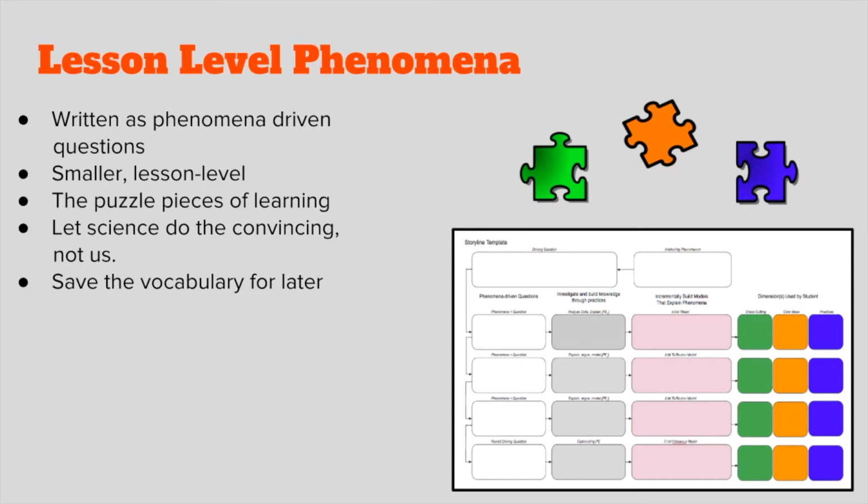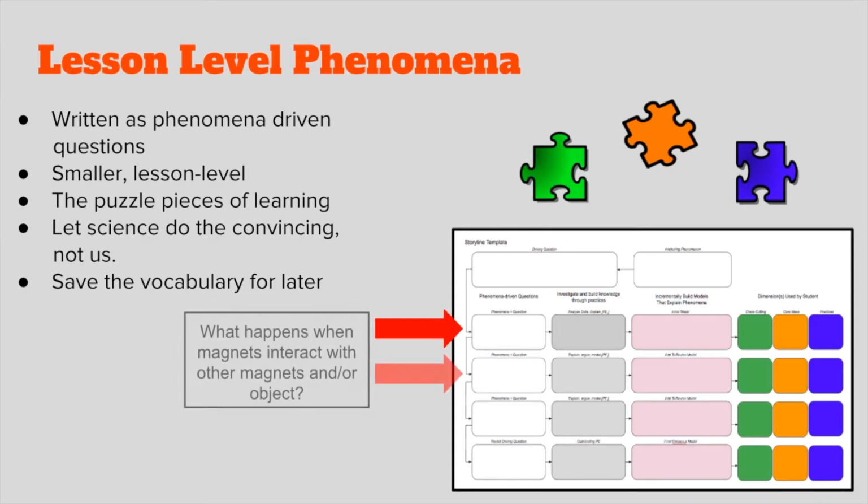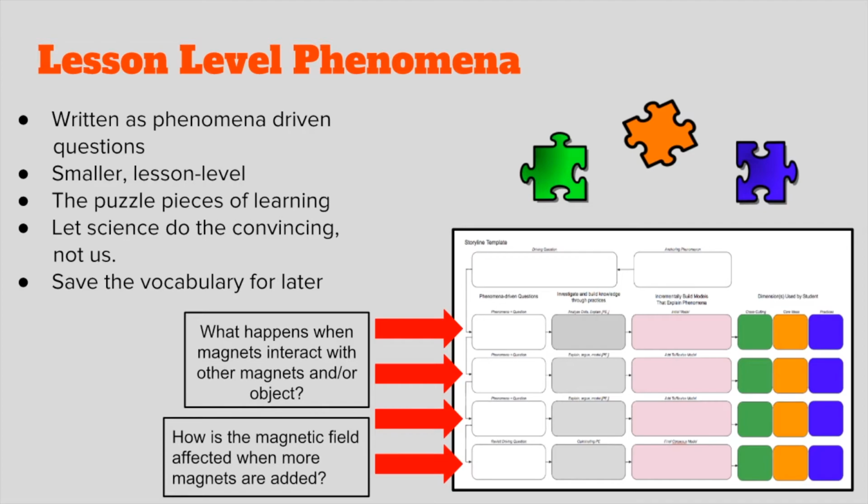A couple lesson level questions for this unit were: what happens when magnets interact with other magnets and or objects? And how is the magnetic field affected when more magnets are added? So it looks like we have our phenomena as magnetic slime. We have our driving question, what is the mystery material? What causes it to behave this way?